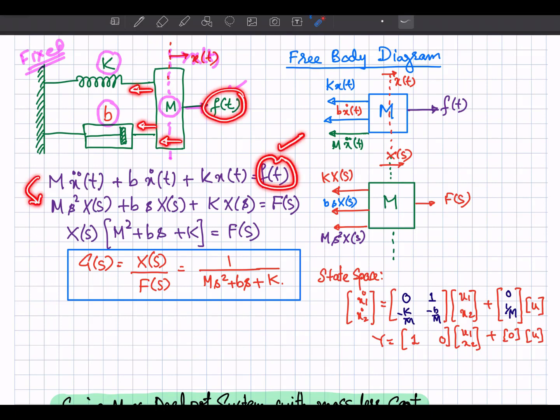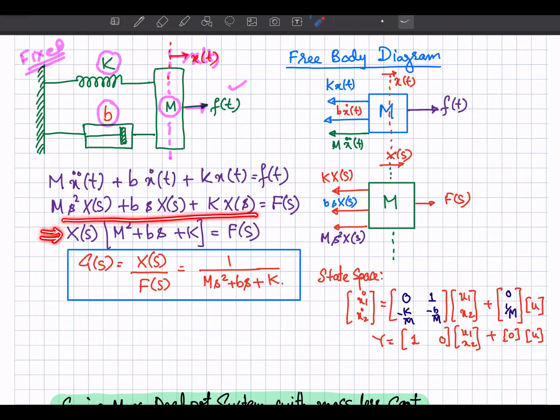Now if we take the Laplace transformation of this one and assume that there are zero initial conditions, we can represent this double derivative with s square, this one with s, and this one as x of s, and taking the Laplace transformation of the input, that is f of s. So I can write down this expression in the frequency domain, and if I take x as common, I can write the expression like this.